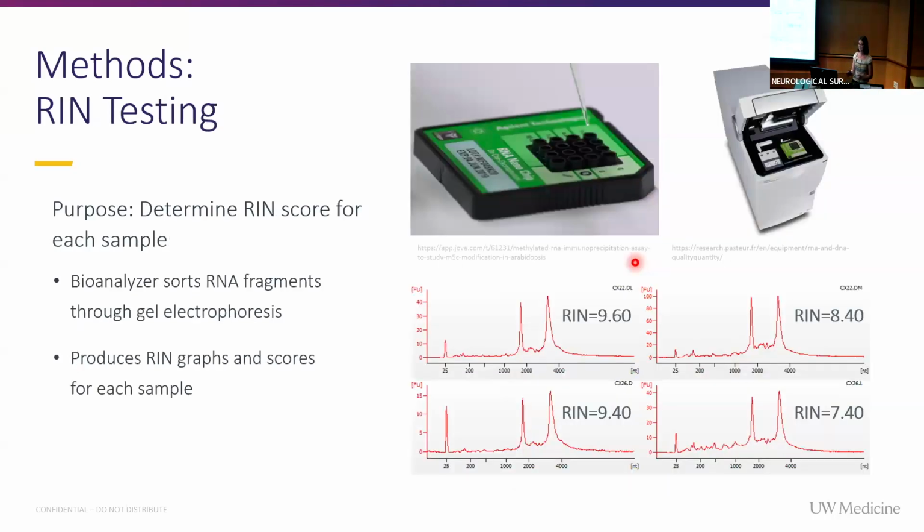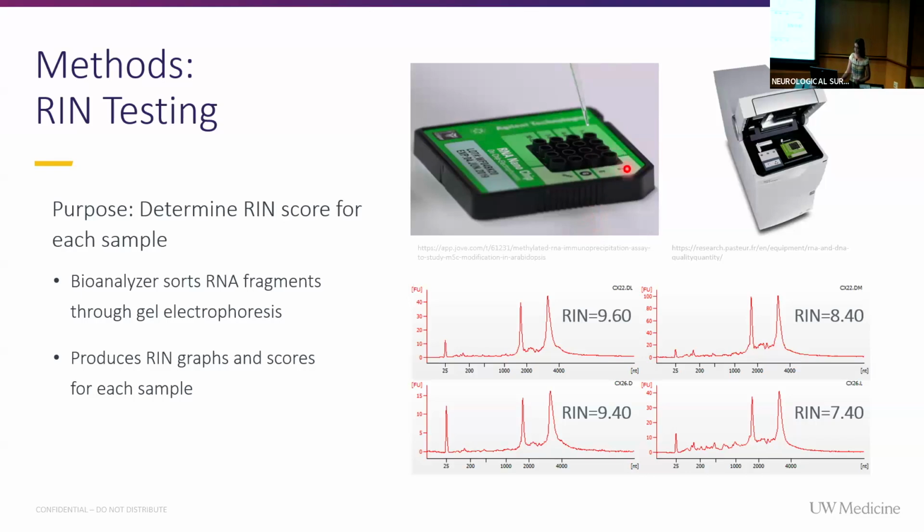Final stage was the RIN testing. So in the upper right corner here, you can see the bioanalyzer machine. And then this is the chip that we use. It's a gel electrophoresis system. So we take the chip and we load gel into it. And then we load the samples into these individual wells.